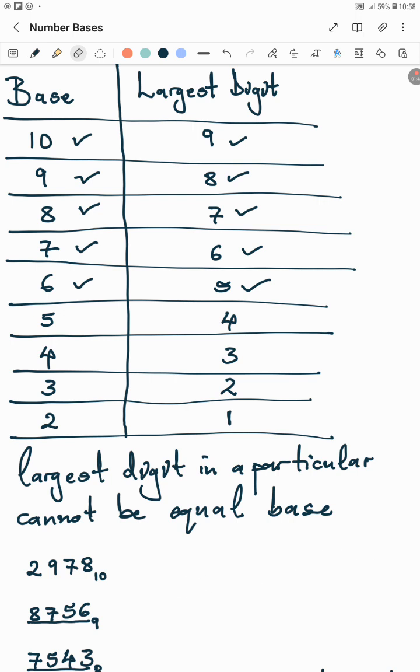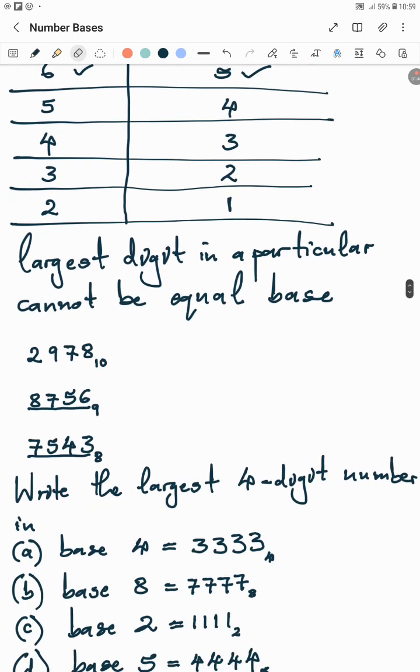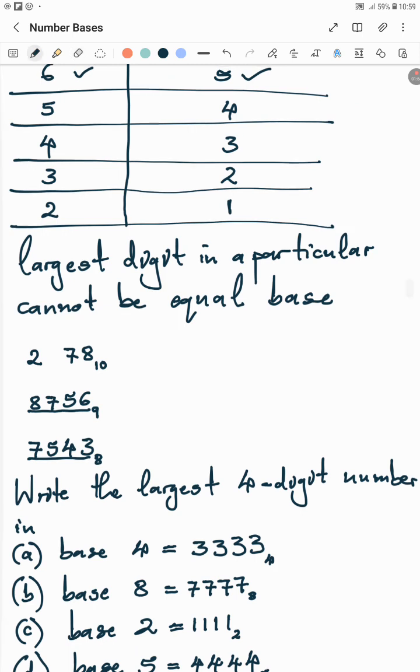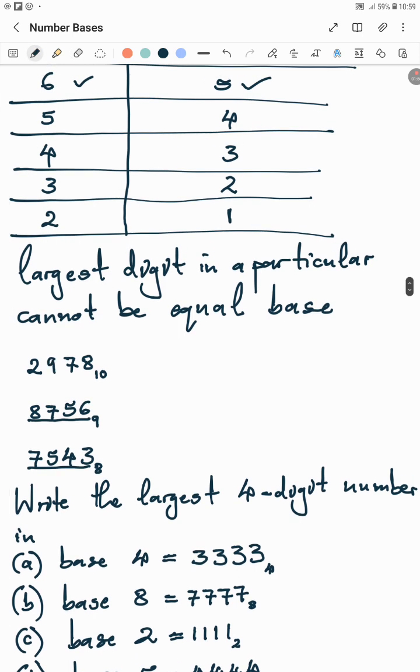Like in these other numbers, we have 2978 base 10. You're going to see that the largest digit here is 9. And in this example, we've got base 9 and the largest digit is 8. And in base 8, the largest digit is 7. Okay.